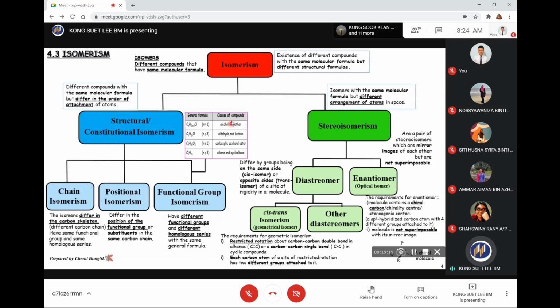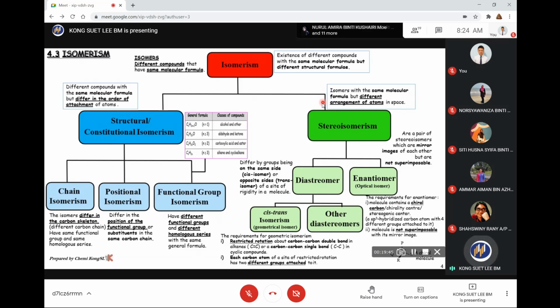Okay, and then when you want to draw the functional group isomerism, right, there are some rules and regulations. So for alcohol and ether, the n must be greater than 1. Aldehyde, ketone, n equal or greater than 3. Carboxylic acid, ester, n is equal or greater than 2. Alkene and cycloalkane, the n must be greater than or equal to 3. Okay, so this is the basic introduction for structural isomerism.